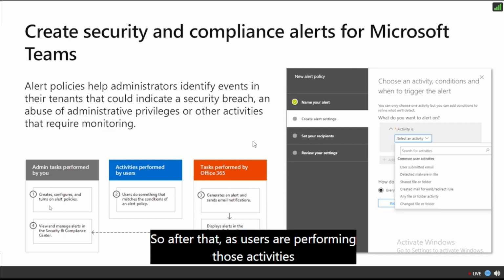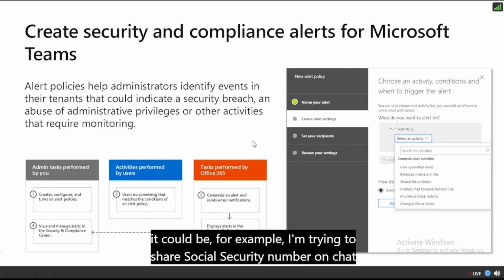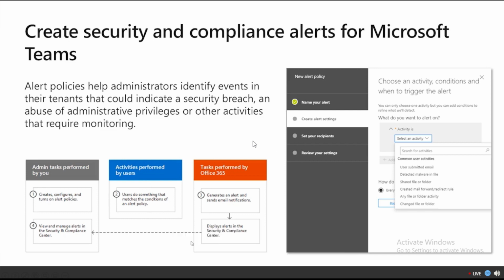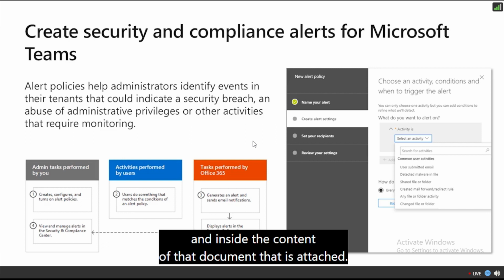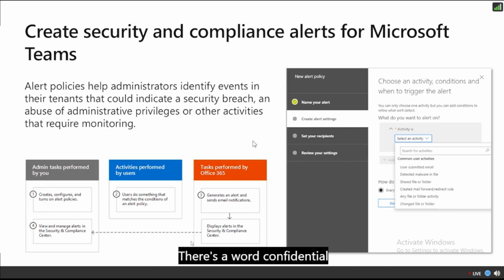After that, users will be performing activities. It could be, for example, trying to share a social security number in a chat, or sending an email where, inside the content of the attached document, there's the word confidential.